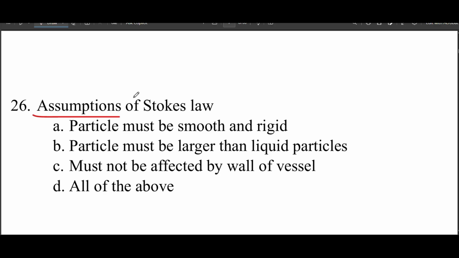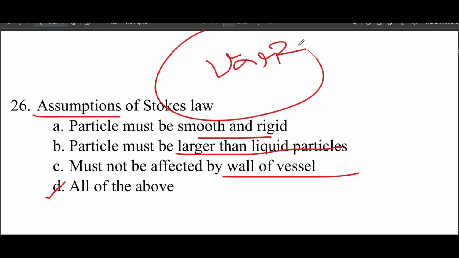I have described it. So option D is the correct answer, all of the above. In Stokes law, particles must be smooth and rigid. They should be larger than the liquid particles. They must not be affected by the wall of the vessel, because if the particles are not smooth and rigid, or are smaller than the liquid particles, or are influenced by the vessel wall, their velocity will be disturbed. So it will not be proportional to r square. That law it will not follow.